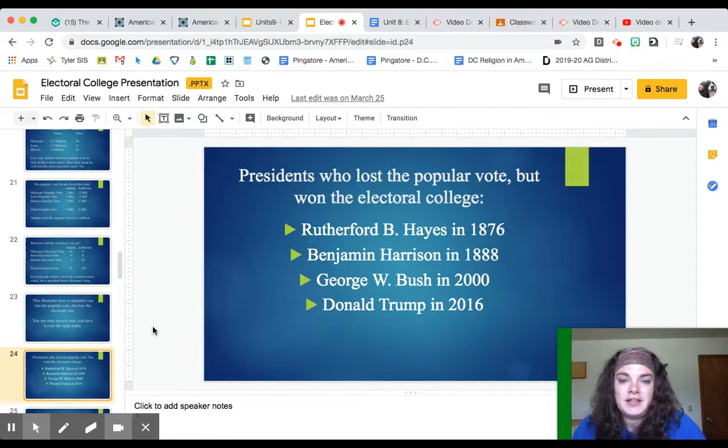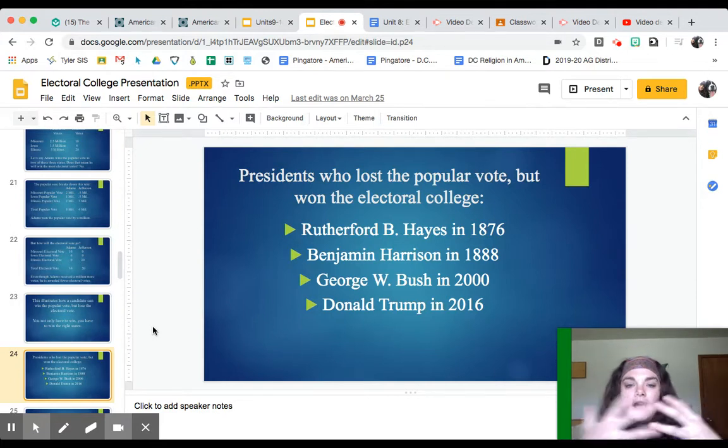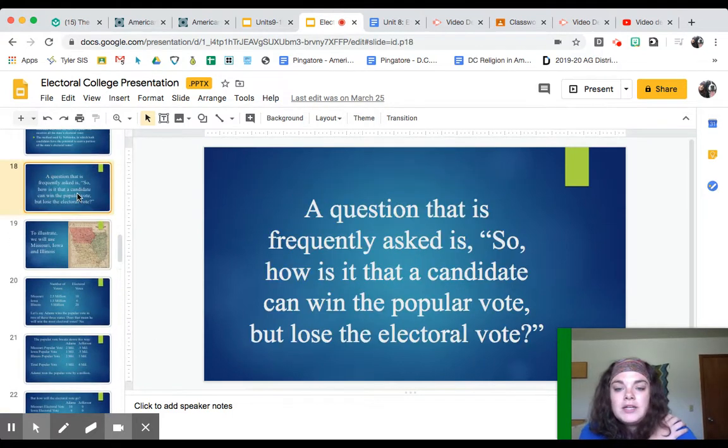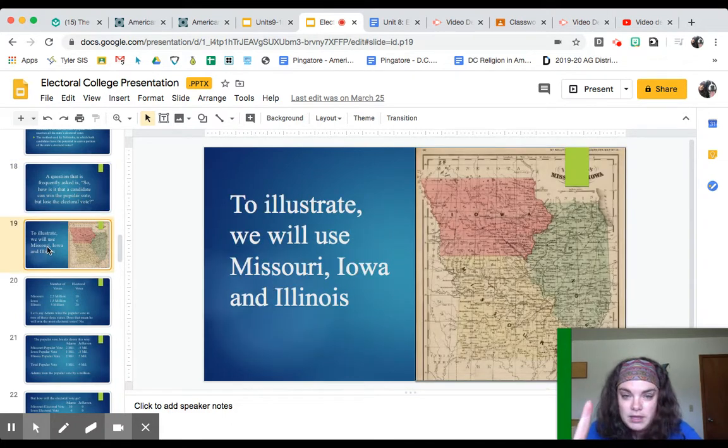One of the questions that gets raised a lot when we're talking about the Electoral College is how a candidate can win the popular vote but lose the Electoral College, or win the Electoral College and lose the popular vote. And that's happened 4 times since we've been electing presidents, most recently in 2016. So we're going to talk about how that happens. How exactly is it that a president who is elected by the Electoral College can lose the popular vote, or can win the popular vote but lose the Electoral College? So we're going to work in Missouri, Iowa, and Illinois to talk through this example.